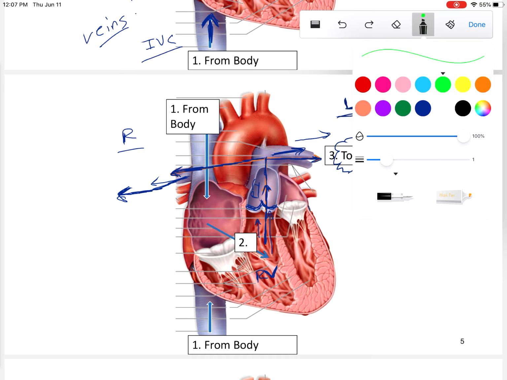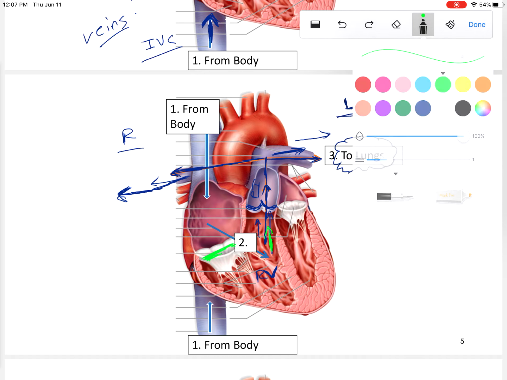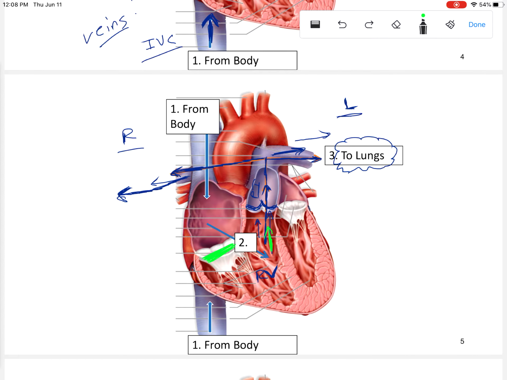I'll make a point while I'm here. Let me change color. Let's go with green. When the right ventricular walls contract, the reason that the blood goes in this direction is because the tricuspid valve is closed. I know in the previous step, blood did move from the right atrium into the right ventricle. But immediately after the blood moves from the right atrium to the right ventricle, that valve closes.